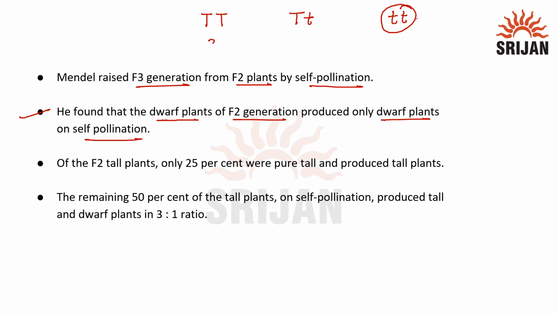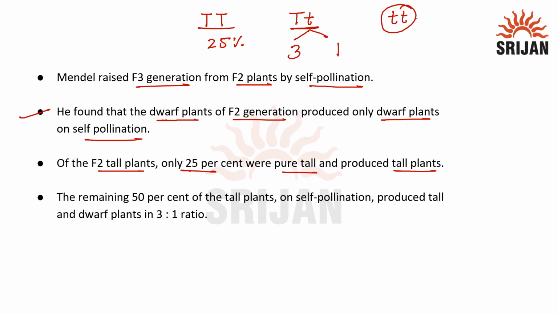He also found that this 25% of the pure tall plant are going to produce all the tall plants in the F3 generation. So of the F2 tall plants, only 25% were pure tall and they produced all the tall plants. But when this hybrid type was self-pollinated, the result was 3 is to 1.